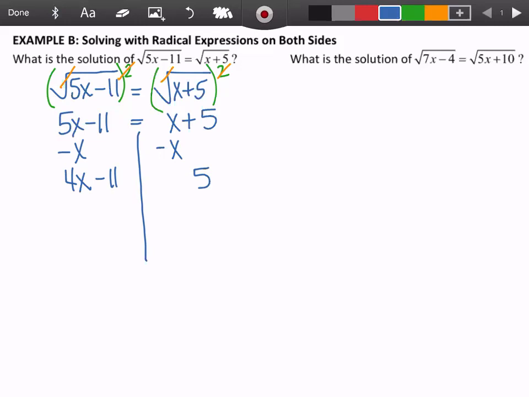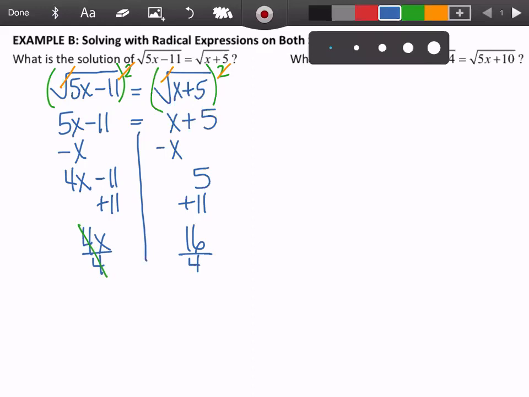Then we need to get all the numbers on the same side, so we need to move this 11 over to the other side. To get rid of a negative 11, we're going to add 11 to both sides. That leaves us with 4x on the left and 16 on the right. To get rid of the 4 out front of x, because we're really taking 4 times x, we're going to divide by 4 on both sides. The 4's cancel out, and you are left with x is equal to 4.